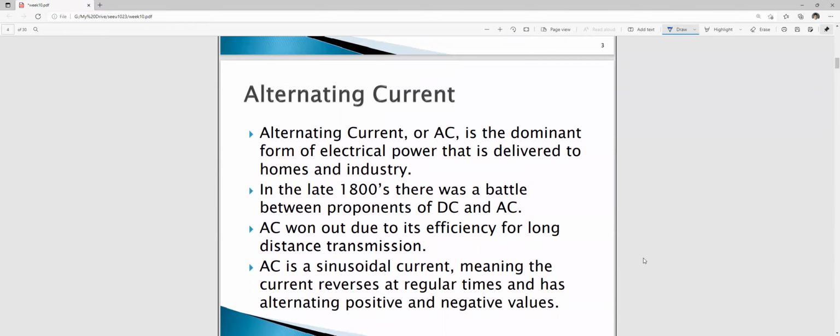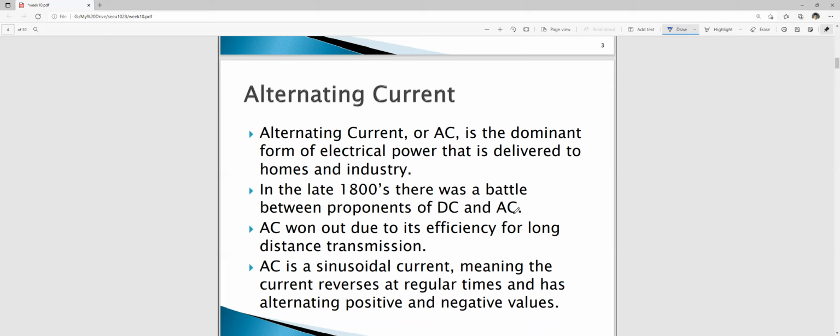AC, or in full, alternating current, is the dominant form in electrical power. The power delivered to our house is AC power. But in the late 1800s, there were battles between the engineering community that was more pro-DC and the community that was more pro-AC. Eventually AC won the battle.